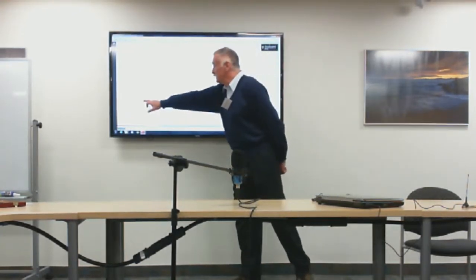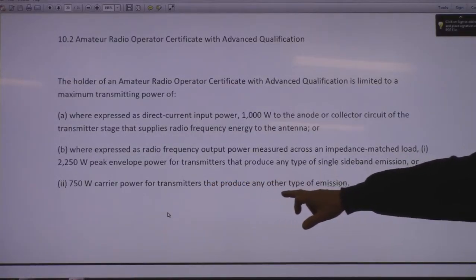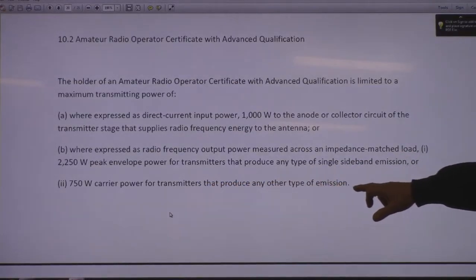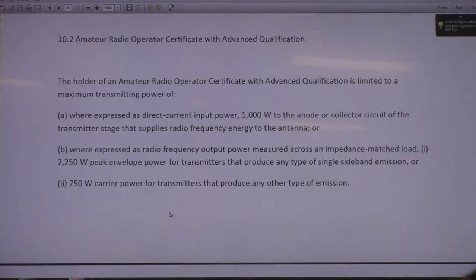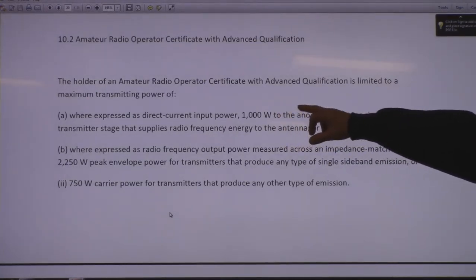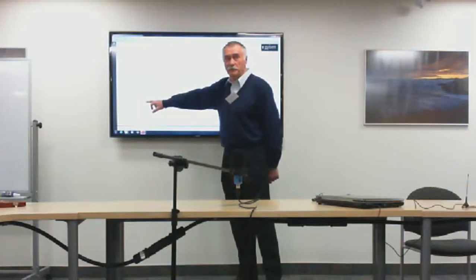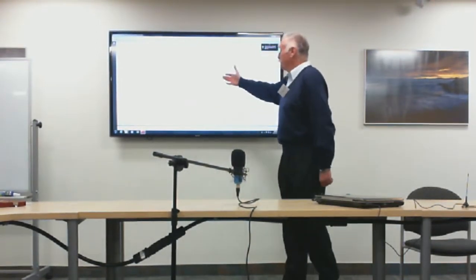What is the meaning of one? It's 750 watts carrier power for transmitters that produce any other type of emission. Any other type of emission would be FM. So how come a 1000 watt transmitter can transmit 750 watts FM? It can transmit 2250 watts single sideband. So one up please.